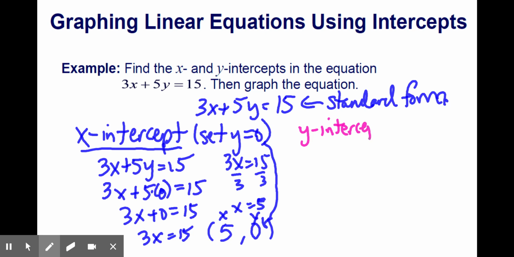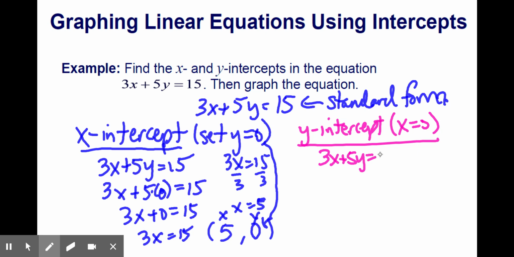To find the y-intercept, you have to set the x equal to 0. So let's come back up here to my equation, 3x plus 5y equals 15. We're going to set the x-coordinate equal to 0 now. Plug in 0 for x. 3 times 0 is 0. So 0 plus 5y is just going to be 5y equals 15. And divide by 5 on both sides, and we have y equals 3.